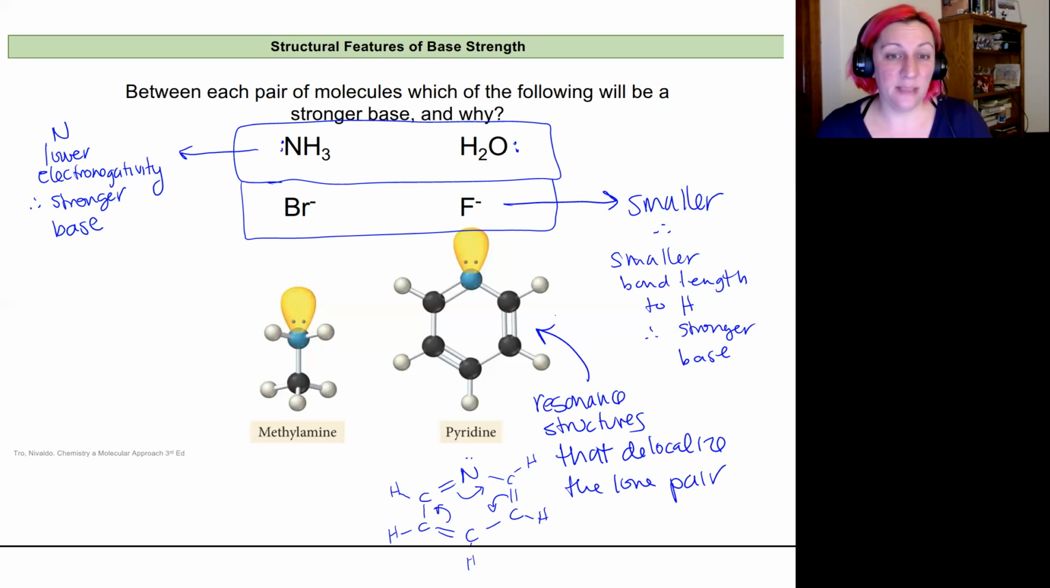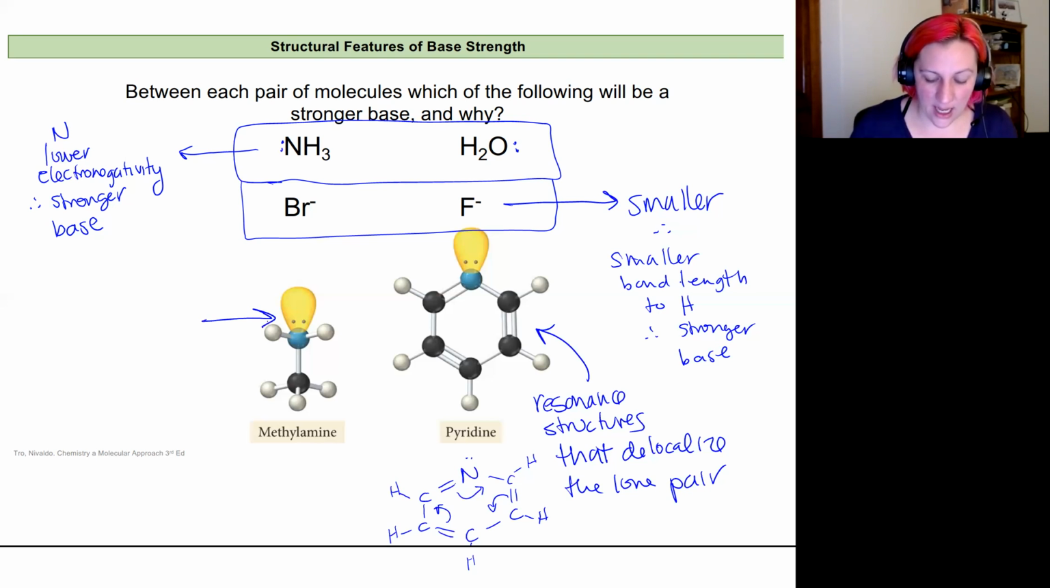Now, our methylamine doesn't have any multiple bonds. It doesn't have any resonance structures. And so the lone pair on the methylamine is localized on that nitrogen, and it is more available to form a bond. It's not spread out over a six-membered ring. This lone pair here is more available, and so methylamine will be the stronger base.